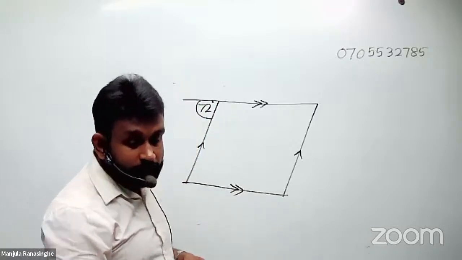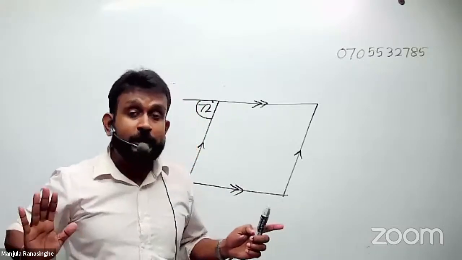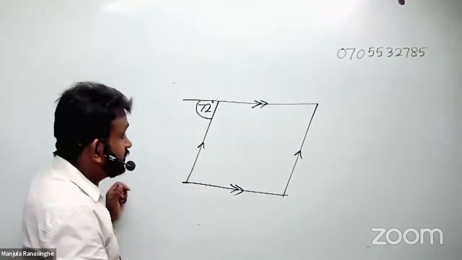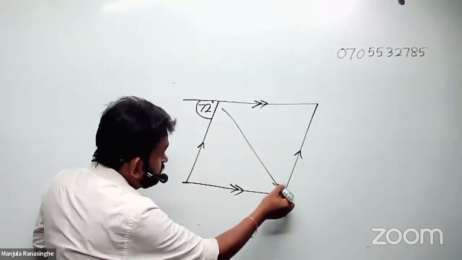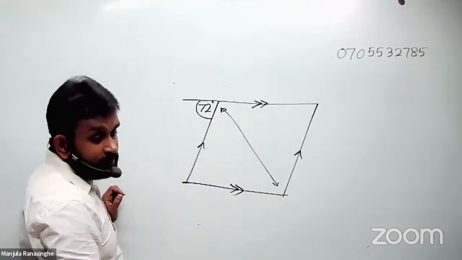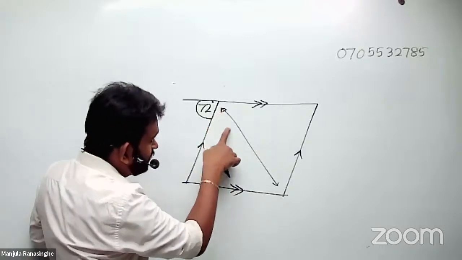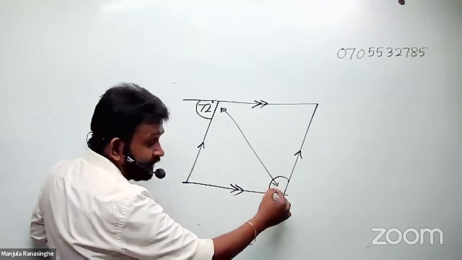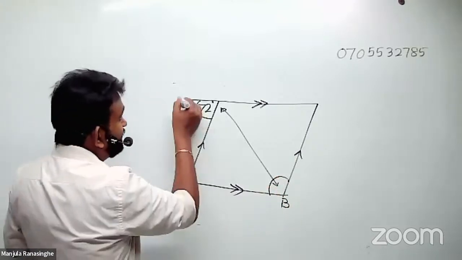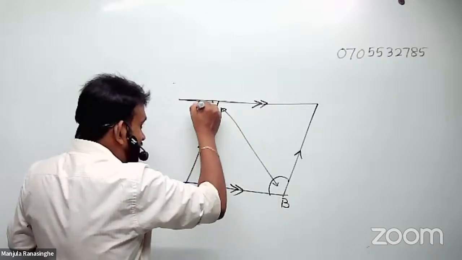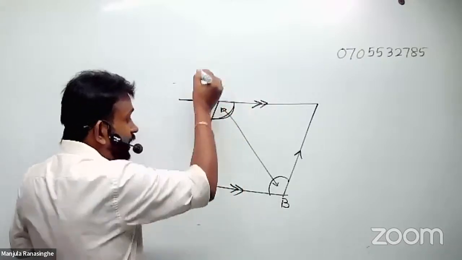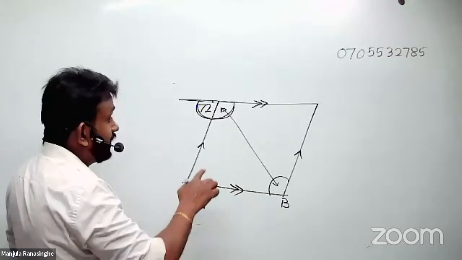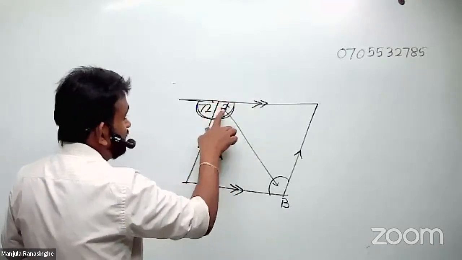is angle ABC, right? So remember what the features of a parallelogram are. The opposite angles of a parallelogram are equal. So if this angle is 72, then it is equal to this angle. So they are asking for that angle, angle B. So how to find it? You know that this is a straight line. So these are the angles around a straight line. They add up to 180. Right. If I say it is x, how to find the x?